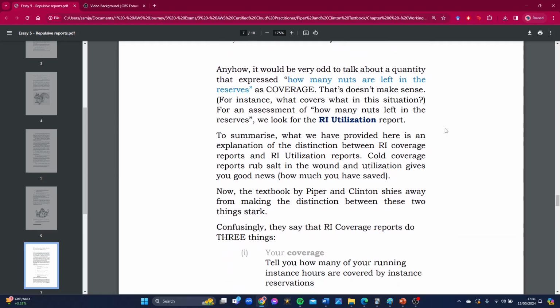Anyhow, it would be very odd to talk about a quantity that expressed how many nuts are left in the reserves as coverage. That doesn't make sense. For instance, what covers what in that situation? So we don't call that idea coverage. How many nuts are left in the reserves? For that, we look to the utilization report.